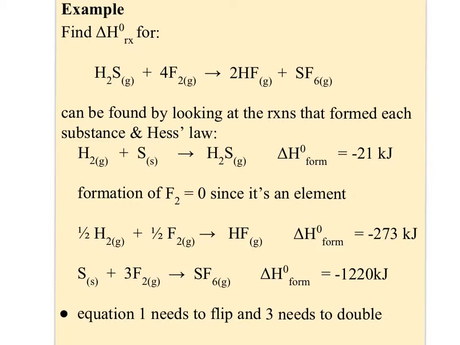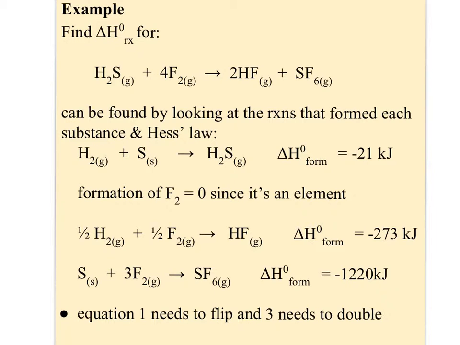So equation 1, H2 plus S would yield H2S, and you notice I have the state each is found in under standard conditions, and I've got the heat of formation value. The second equation, there really is no equation because F2 is going to be 0, so I don't need to write an equation for that. The third equation, 1/2 H2 plus 1/2 F2 yields HF, that's my first product. And then S plus 3F2 yields SF6.